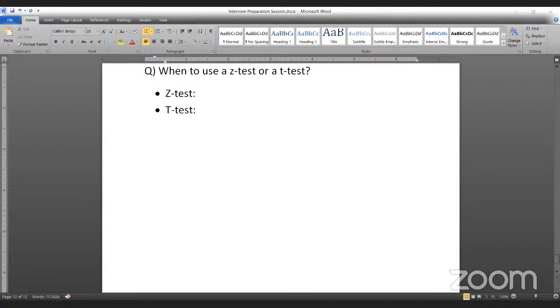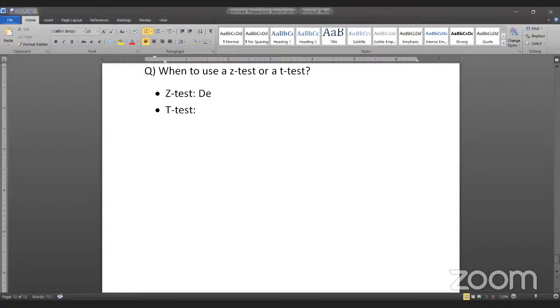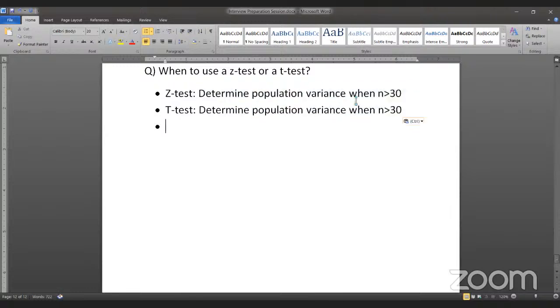So let me just write: z-test determines population variance when n, the sample size, is greater than 30. Same thing here for the t-test, but it is just less than 30.